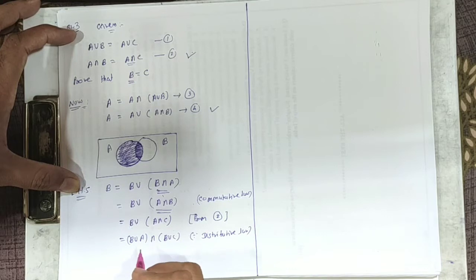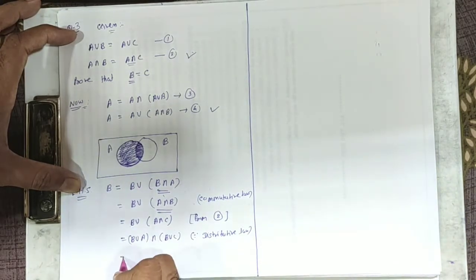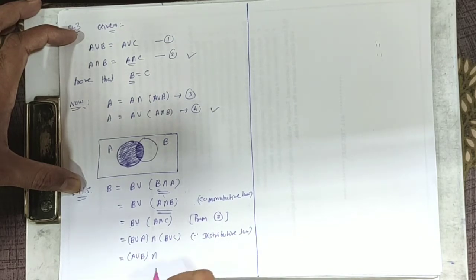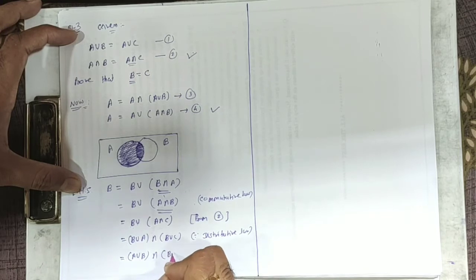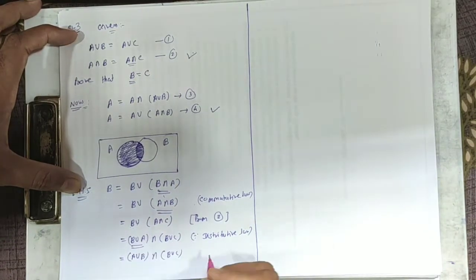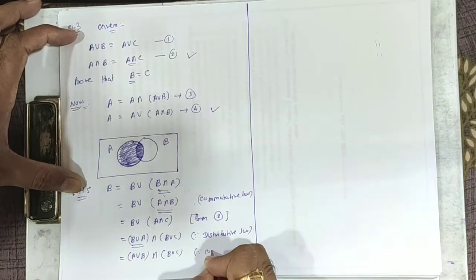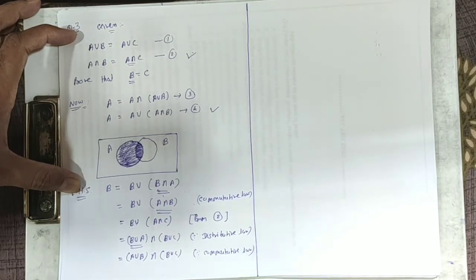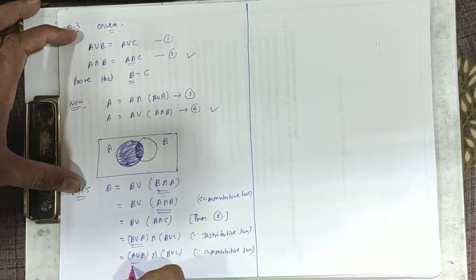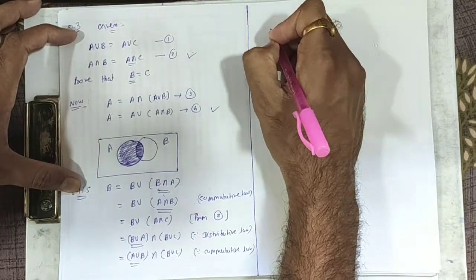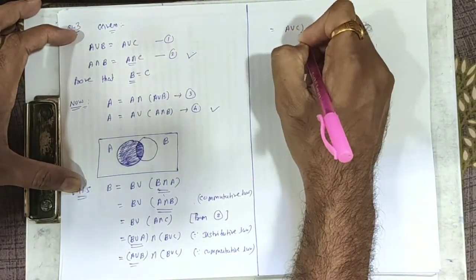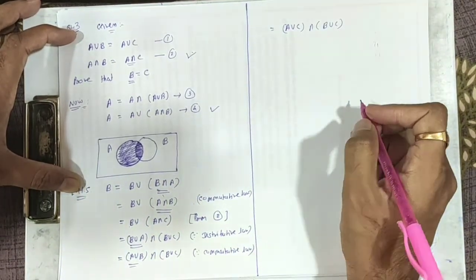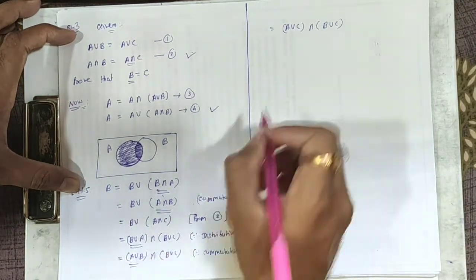Done. Now again, this B union A can be replaced using the commutative law, which is A union B, intersection B union C as it is. So here again we applied the commutative law. Done. Now again, this A union B can be replaced with A union C. So which one is (A union C) intersection (B union C). Done. This is from A union B equal to A union C.